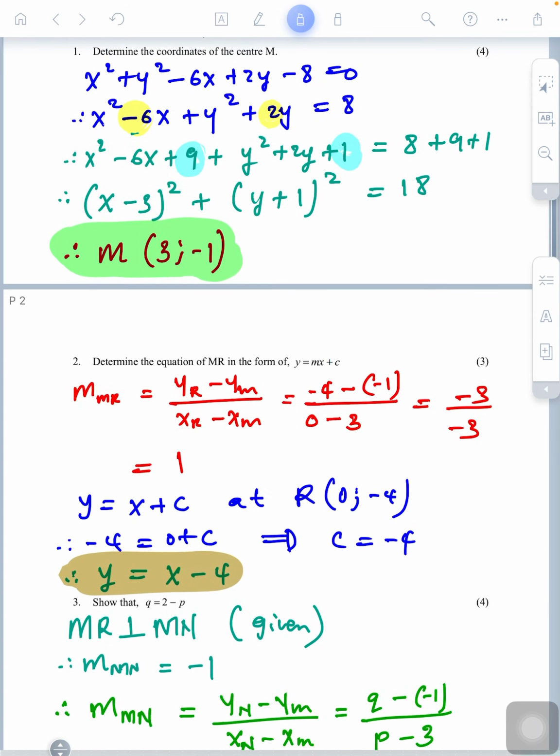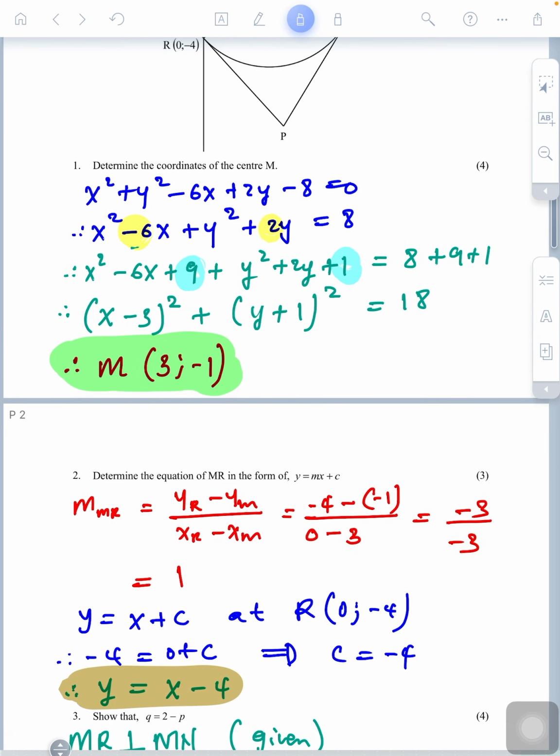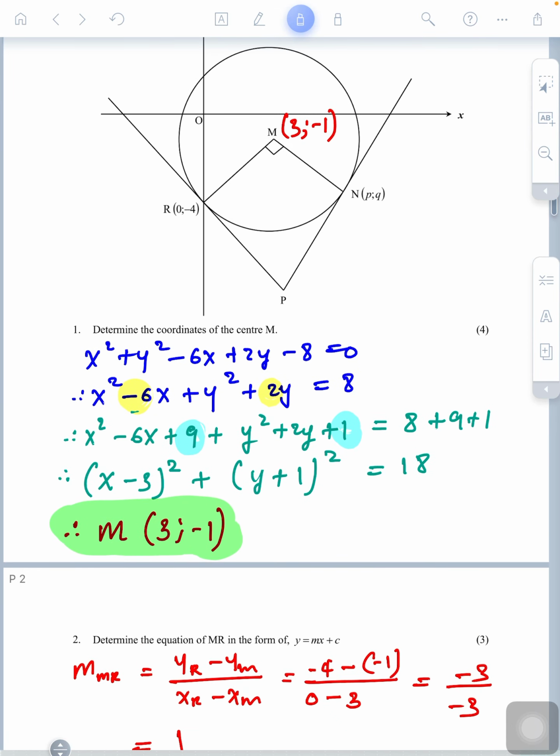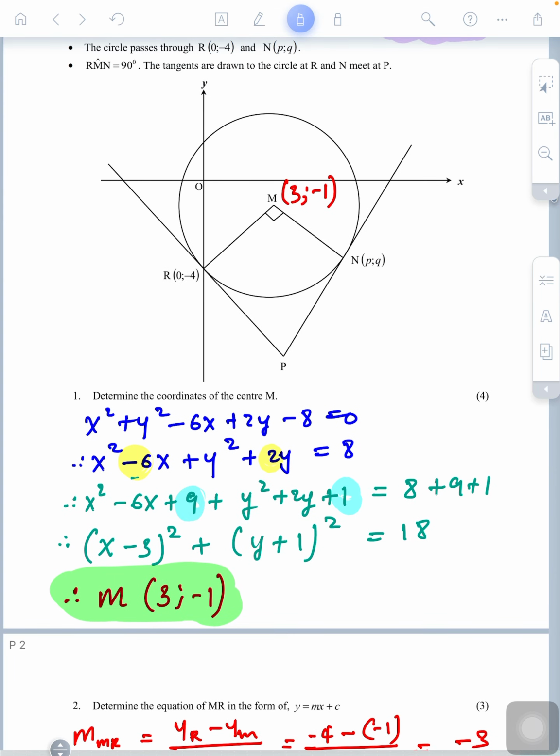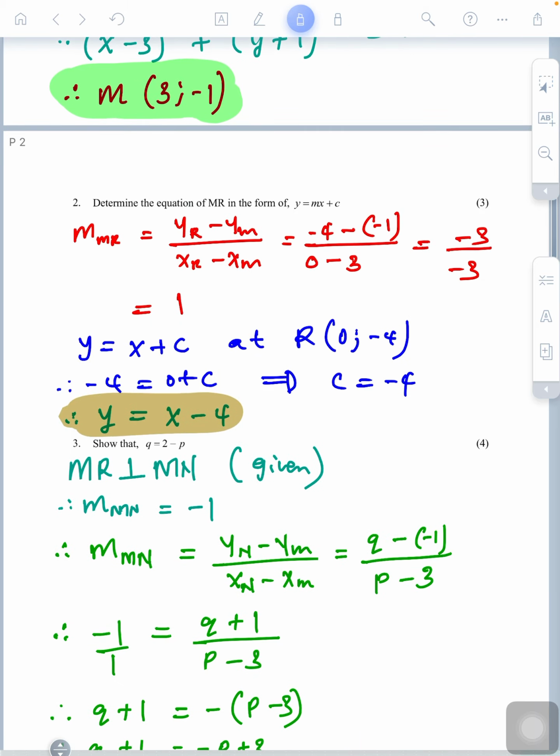Now to do that, I have the equation of the circle, which was given by (x minus 3) squared plus (y plus 1) all squared is equal to 18. So the point, x at N is p, y at N is q. I'm going to substitute the point N into that equation and see what I get. Let us do that together now.